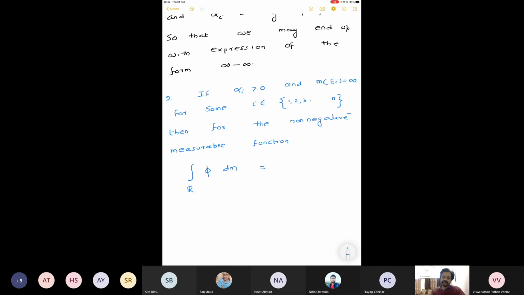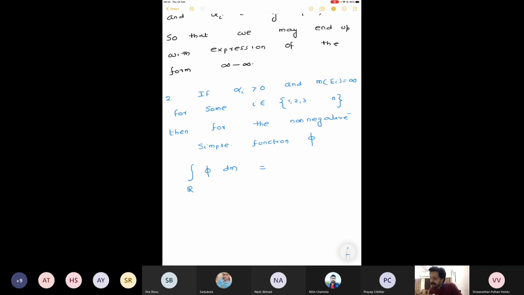Phi is measurable. It is non-negative. Since it is a measurable simple function, measurability is important. Sorry, simpleness. Simpleness, I already included measurability. Suppose you have a simple function phi, which is non-negative, and you know that it has a non-zero value alpha I, and that the set E_I where it is assumed is of infinite measure. Then what will be the integral of phi?